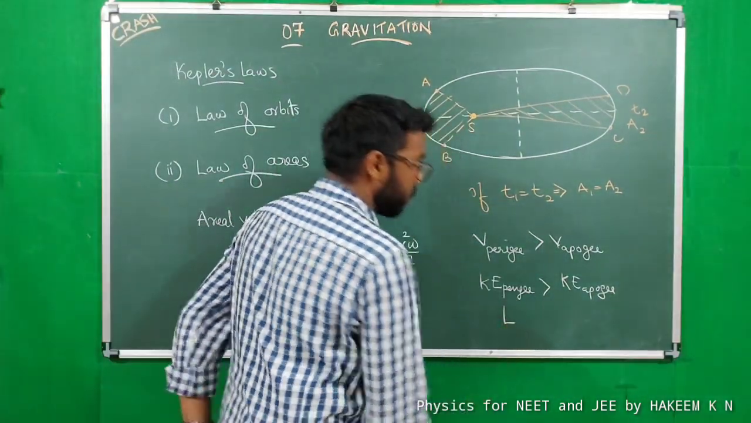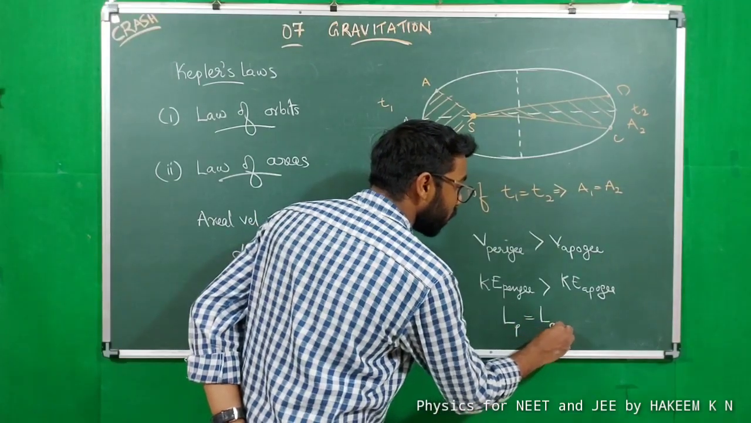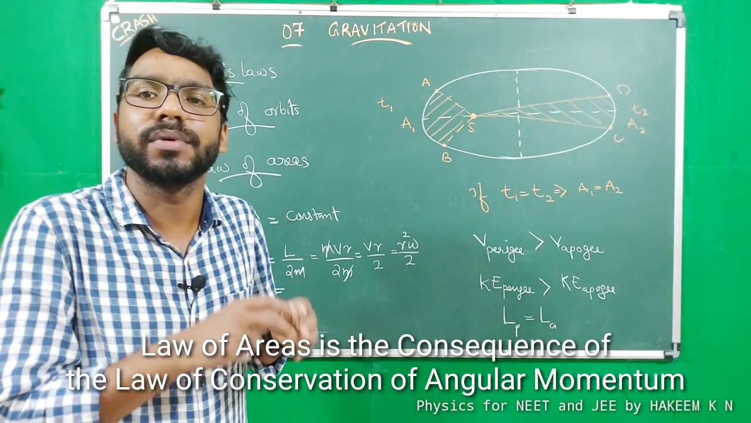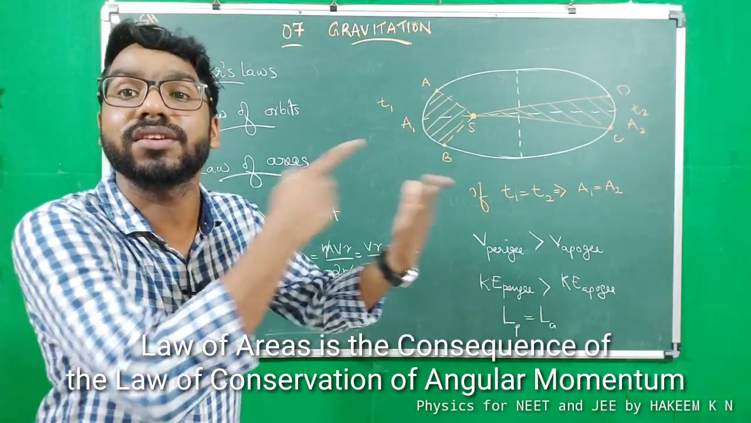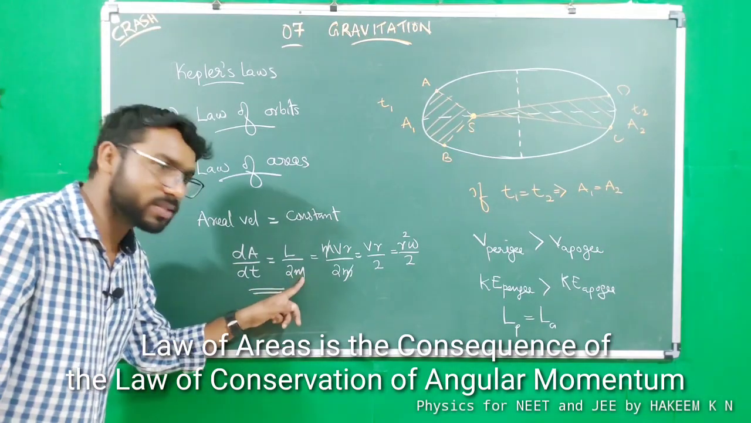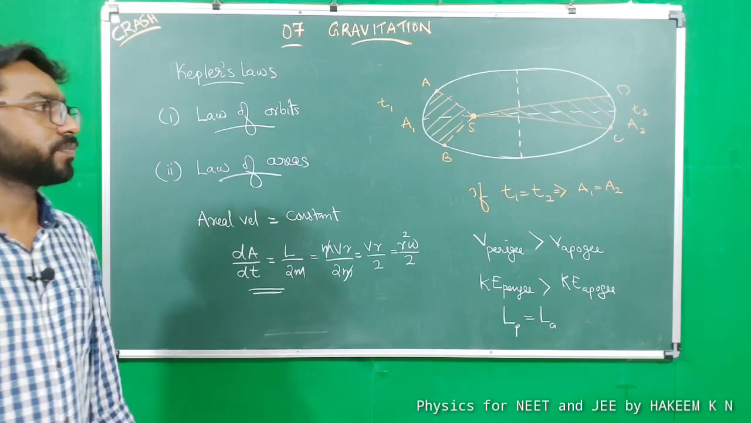Angular momentum of the planet at perigee equals angular momentum of the planet at apogee. Angular momentum is constant. There is no net external torque. dA by dt is constant. Mass is always constant. So L should be constant.